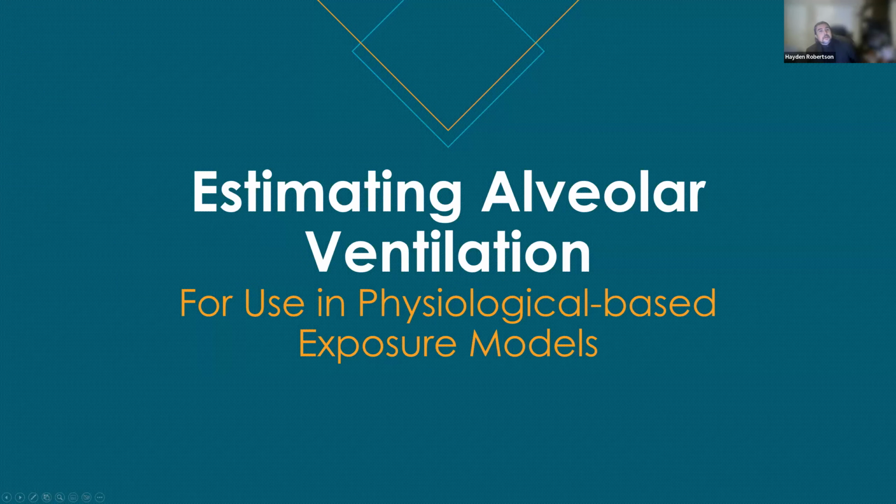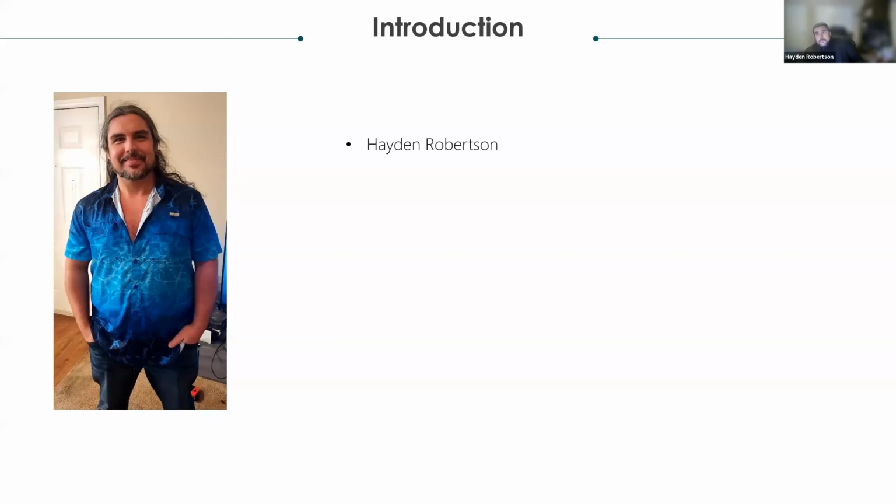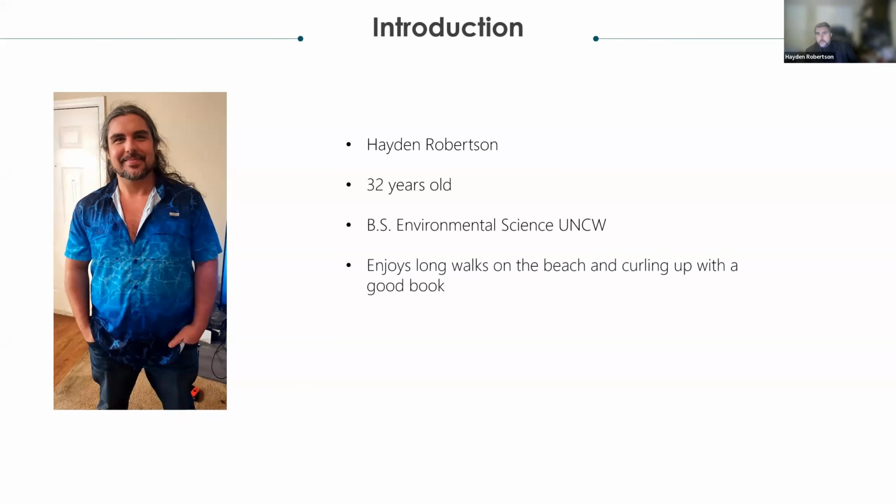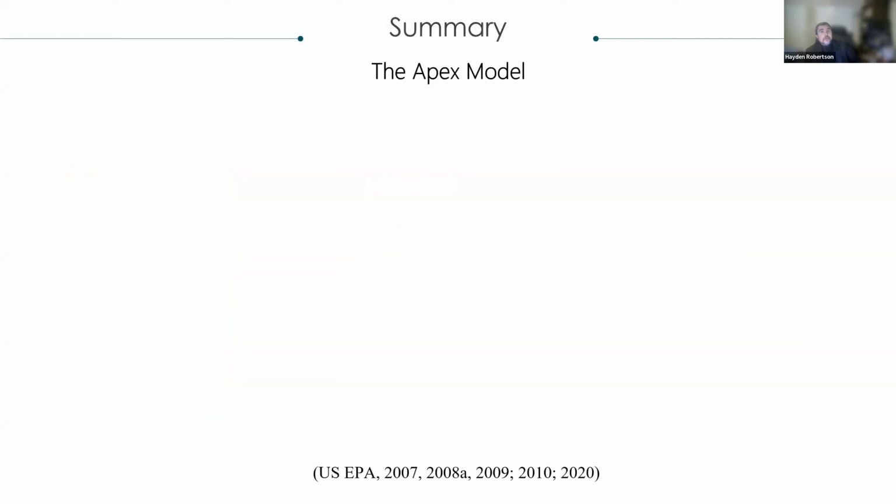There we go. My name is Hayden Robertson. I'm the MC for this evening. I'm 32 years old. I got my bachelor's of science in environmental science at UNCW. Go Seahawks. Not only do I have a bachelor's of science, I am also an eligible bachelor. I enjoy long walks on the beach, curling up with a good book, if anyone's interested.